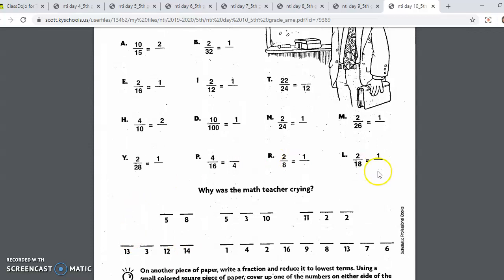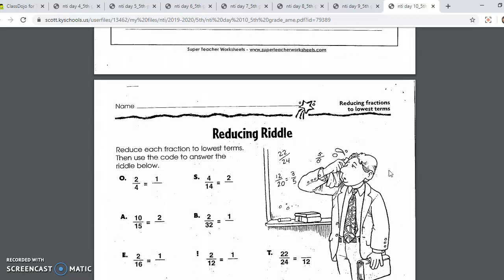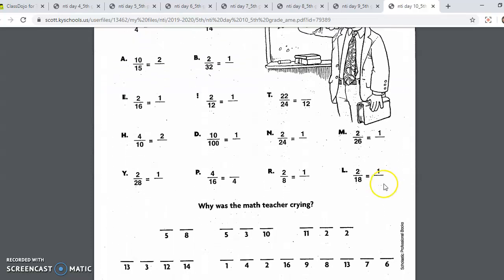My name starts with the letter L, so I'm going to look at this one. We start with a fraction of 2/18. Then they went from 2 to 1 to make it more simple, which shows me that they divided by 2. And then here I would do 18 divided by 2 to keep that number the same and end up with 1/9. Okay, so if I'm looking at the code, whatever my denominator is, that's where I'd put the letter. So L would go right here.